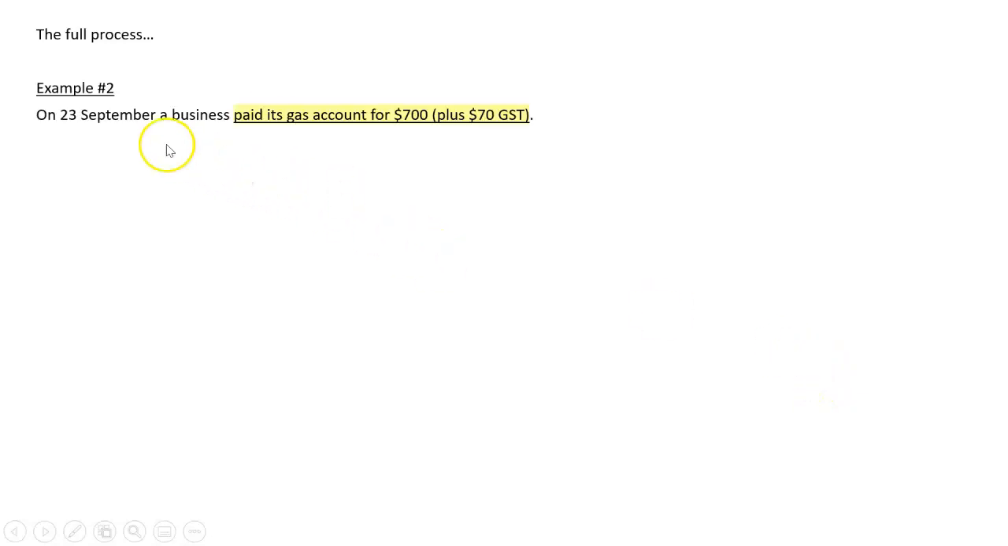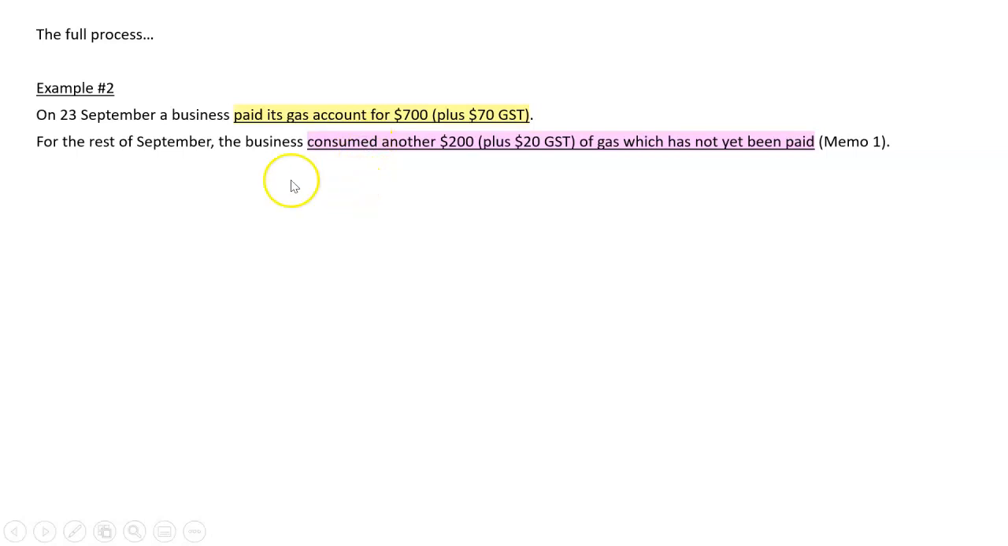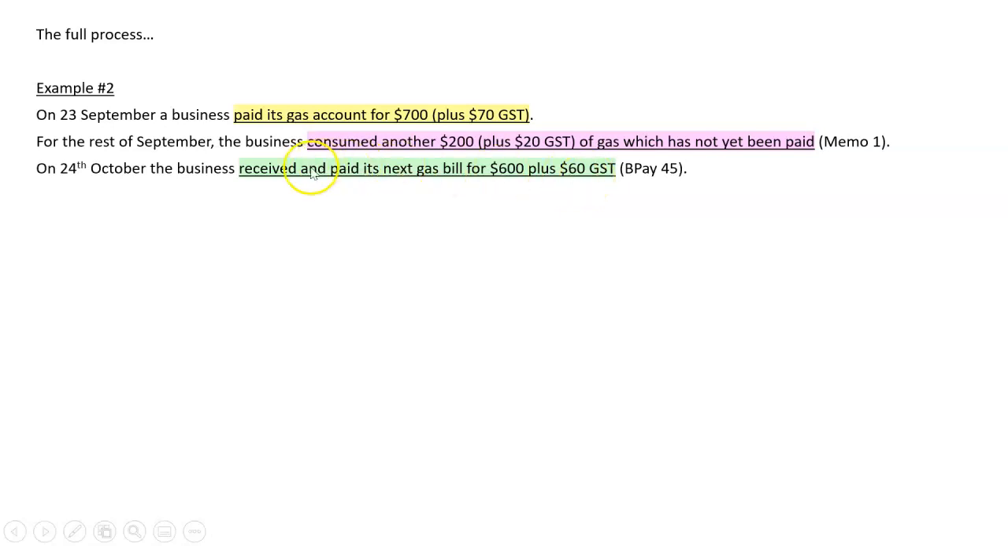So example number 2. First of all, during the month, we don't always get our bills at the end of the month. My phone bill every month comes in on the 27th, not the 30th or the 31st. It's so annoying because there's a bit of a delay between the full incurred amount for the month and what I've actually paid. So let's deal with that and say on the 23rd, we get our gas account for this month and it's $700 plus GST. But the problem there is September's not over. So for the remaining 7 days of September, we consume another $200 of gas plus GST, but we haven't paid for it. And the reason we haven't paid for it is because we won't get our gas bill until the 23rd, 24th of the following month. And then it's $600 plus GST.